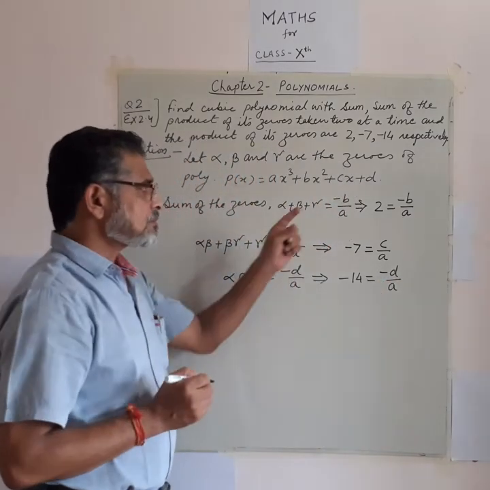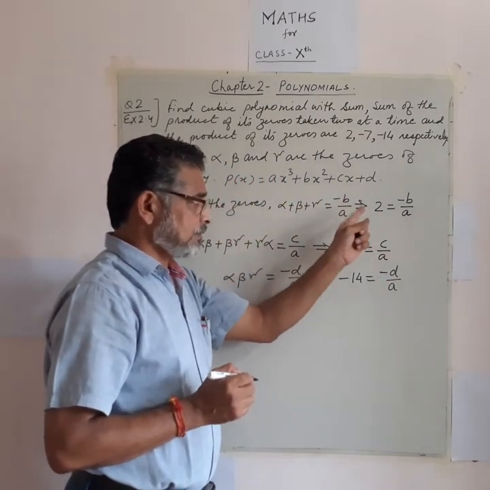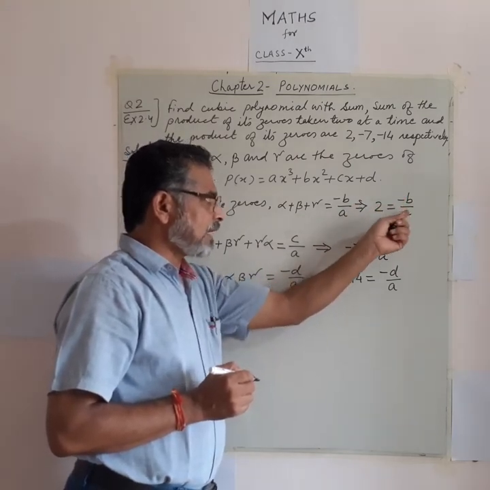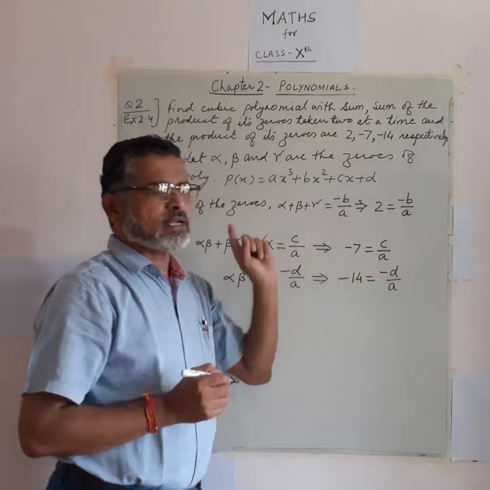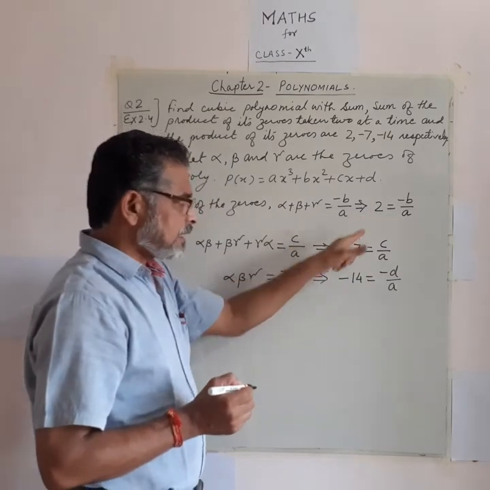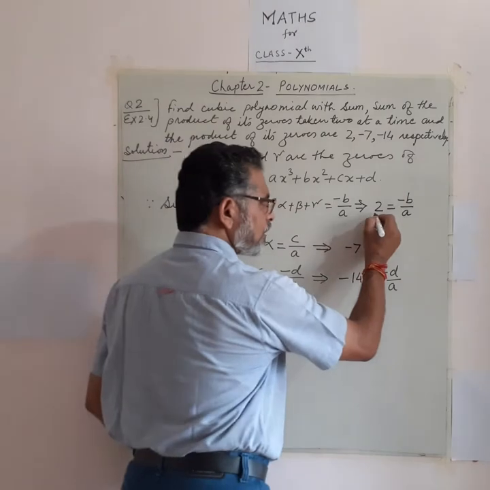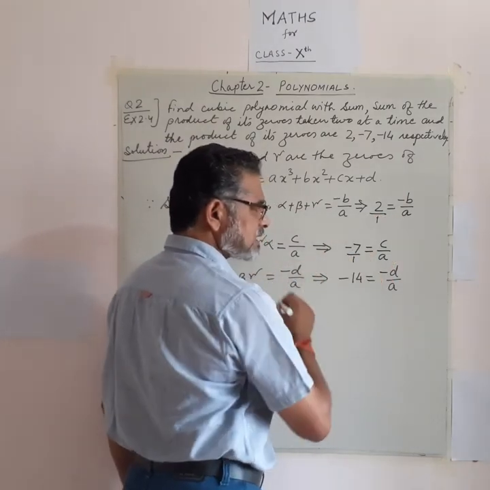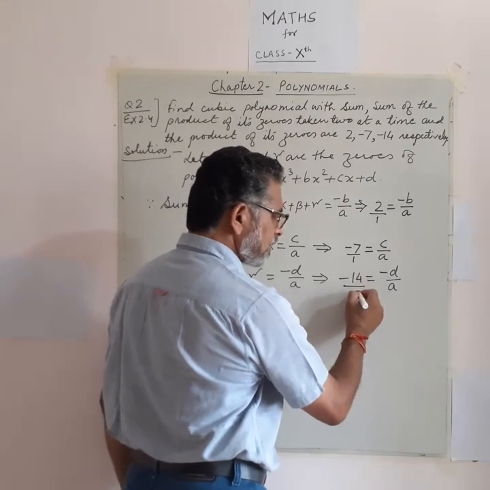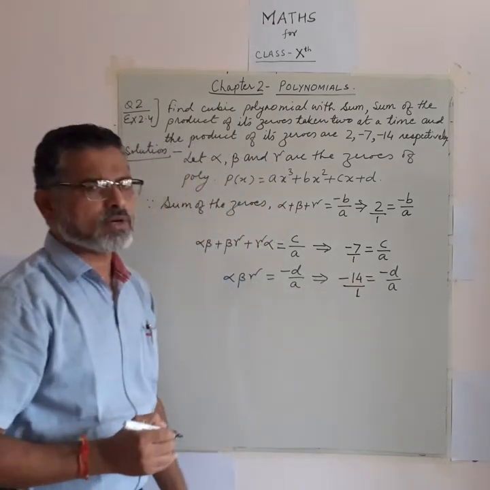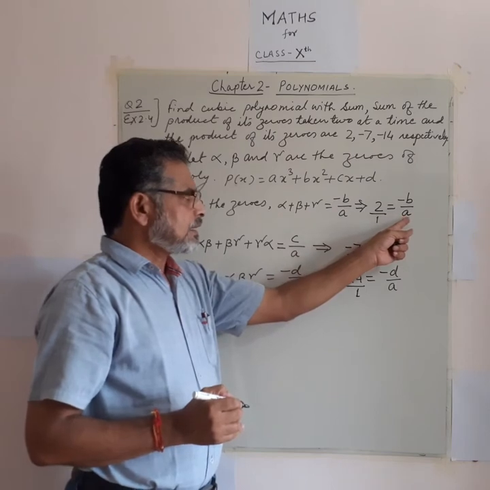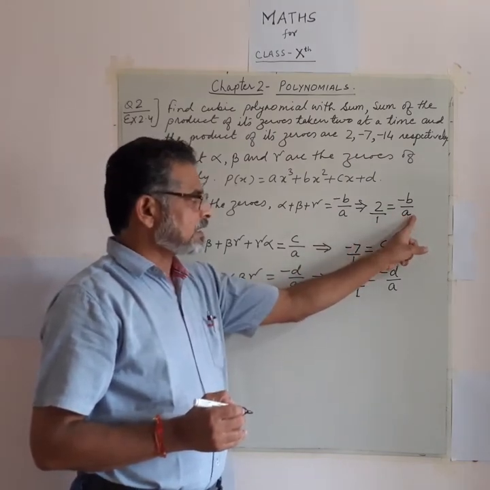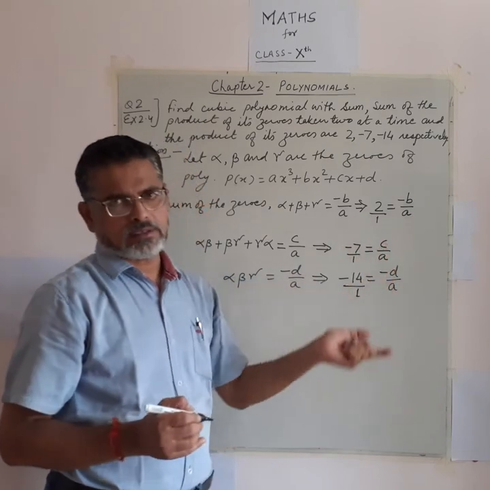Now in earlier questions, to get the values of a, b, c and d, we made their denominators equal. But look at this question: what is 2? We can write 2 upon 1. Minus 7 can be written as minus 7 upon 1, and minus 14 is written as minus 14 upon 1. So here the denominators are equal, and on the right side, a is the denominator.